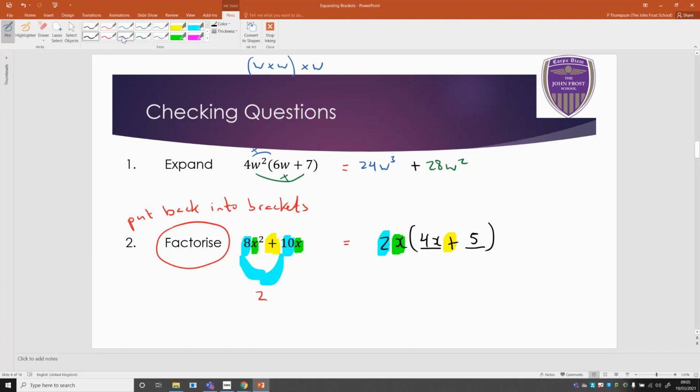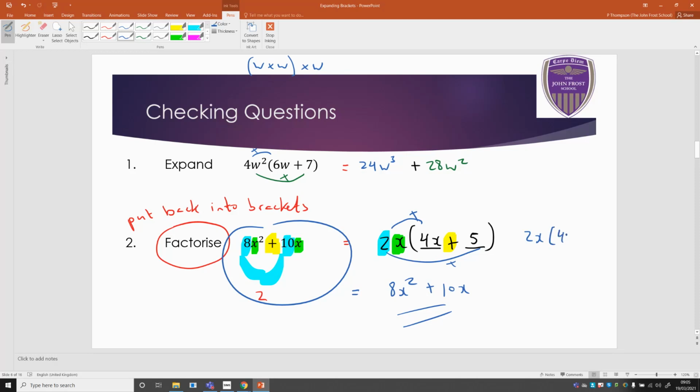So let's check this now, see if it works, okay? 2x times 4x. Well, 2 4s are 8. x times x is x squared. And then 2x times 5. 2 5s are 10. Put the x on the end. And that is what I wanted. They match up. So I'm correct. So if I put my answer here without all the colors, the answer is 2x brackets 4x add 5.